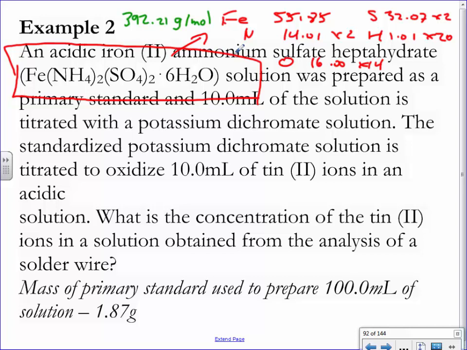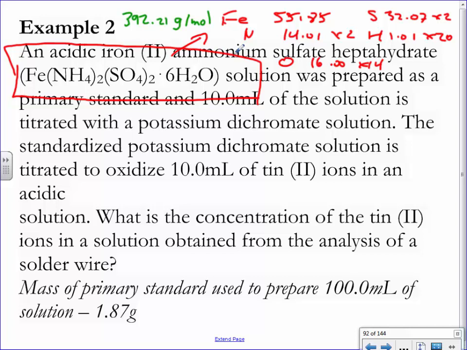Why do I need that molar mass? Why do we need that molar mass? Yeah, we have to make a solution ourselves from scratch that we trust. There's a solution there. It's got a number written on it, but if we want to do it properly, we have to make one ourselves.